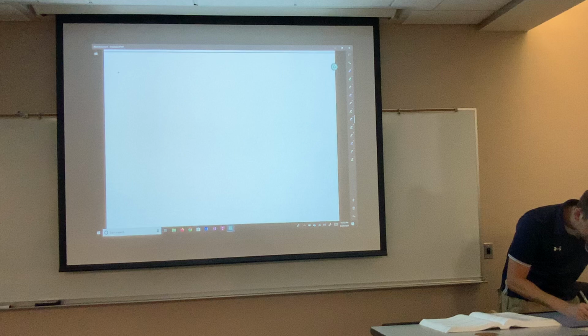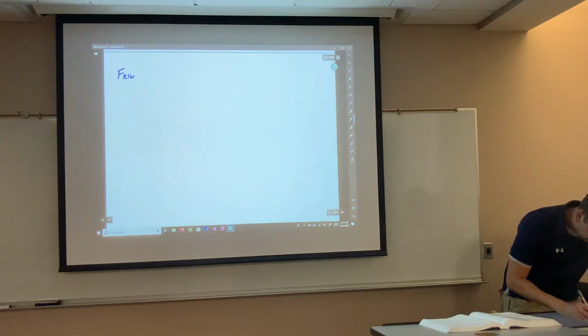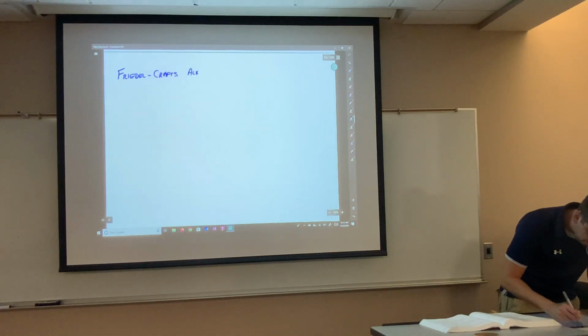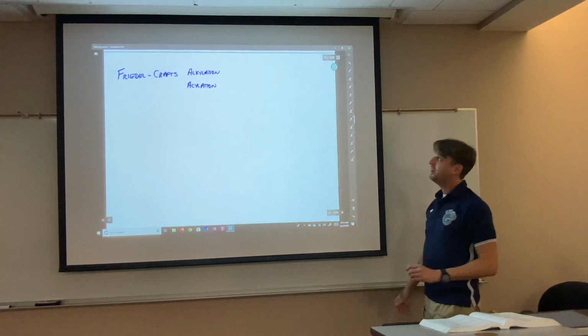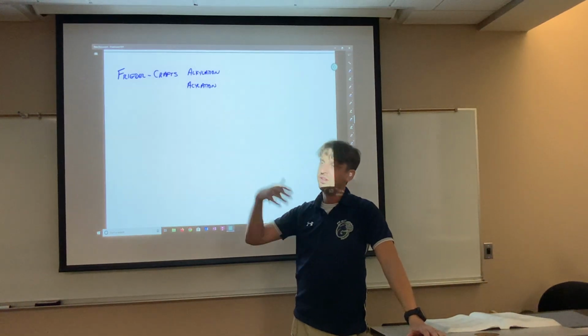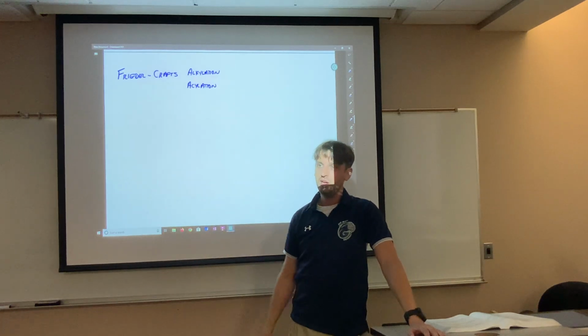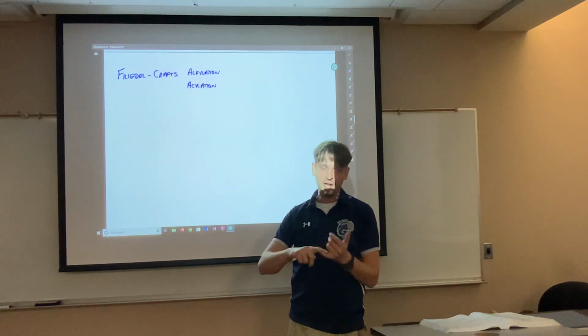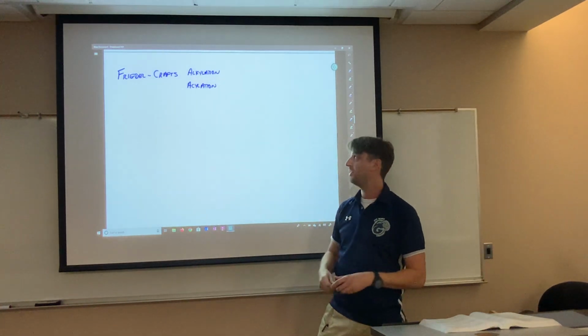Let's see if I can get my spelling right. Friedel-Crafts. So we're going to have Alkylation, and then we're going to have Friedel-Crafts Acylation. The mechanism for these is going to be the same mechanism we've seen for the other EAS reactions, the halogenation, the nitration, the sulfonation, those kinds of things, okay?